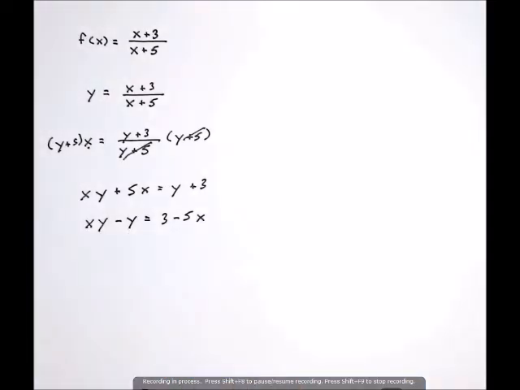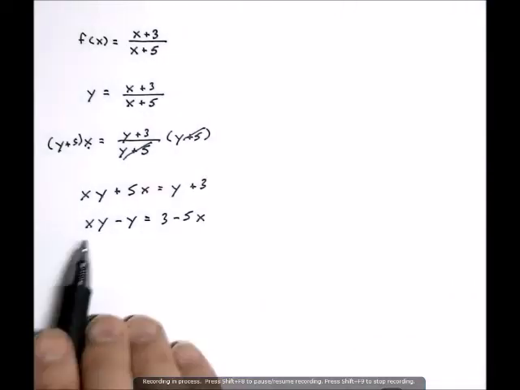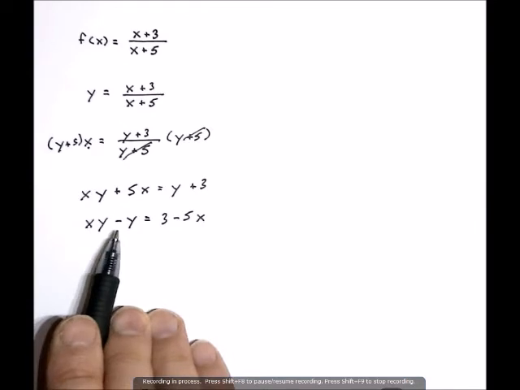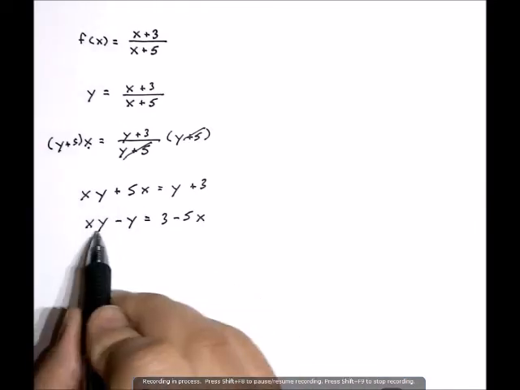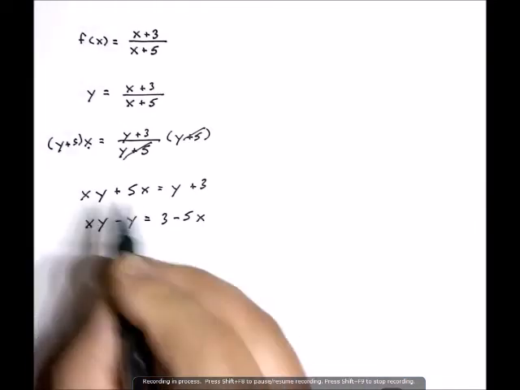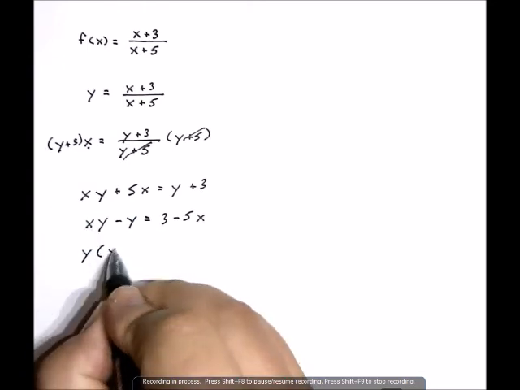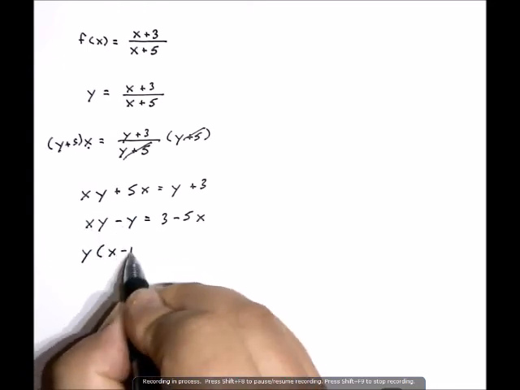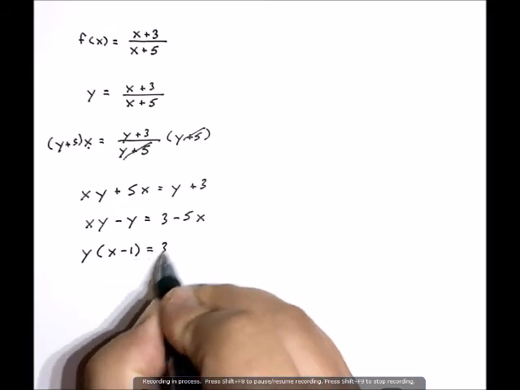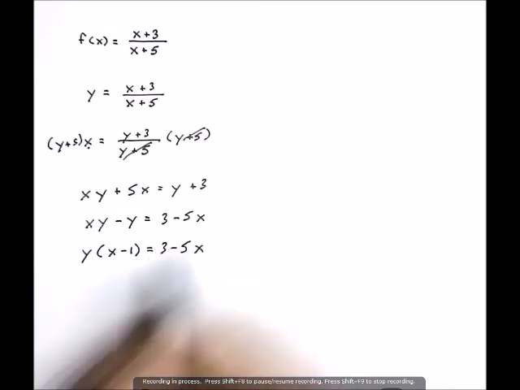And now comes a trick that you're going to use quite a bit when you get to logarithms. Somehow I have to isolate that y. So what I'm going to do is divide a y out of each term. And when I divide a y out of this, I get an x. And when I divide a y out of this, I get a 1. And now I have something I can work with.